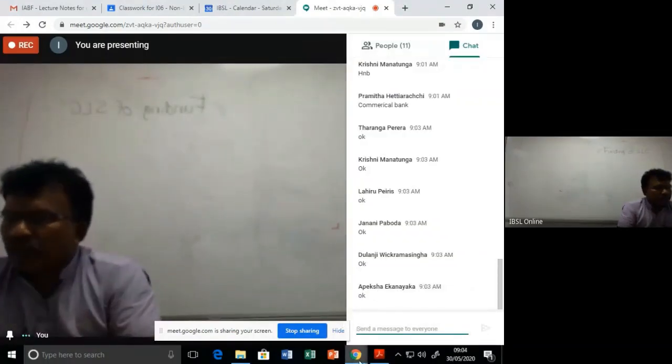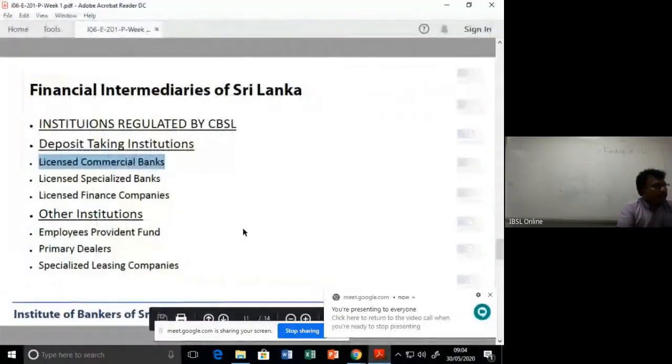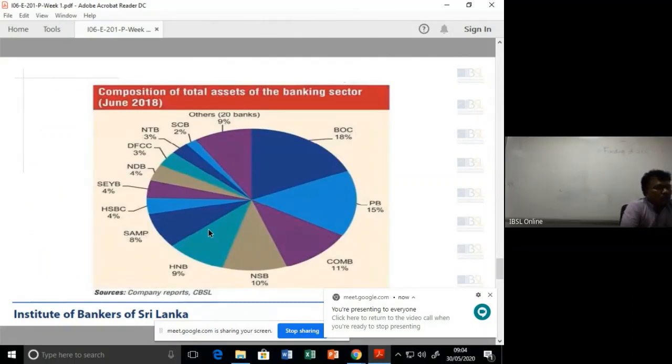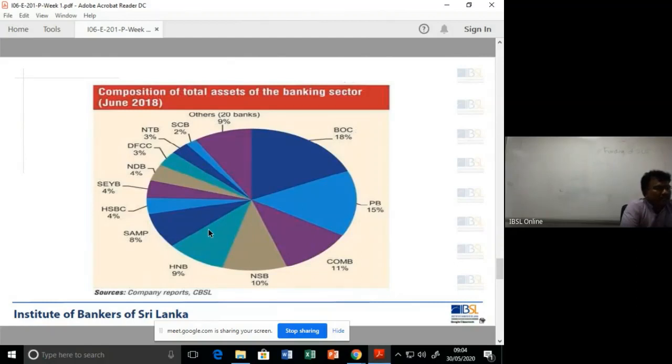Okay, right. So you have noted down your right hand side, institutions regulated by CBSL, deposit taking institutions, and what are they? Now we are moving ahead. Now this shows you as at June 2018 how the total assets of the banking sector, commercial banking sector of Sri Lanka. You can see two state banks, they are the giants. Then how other banks? Okay, so this is not entirely only on commercial banks, banking sector. So NSB is also included. You can just have a rough idea.